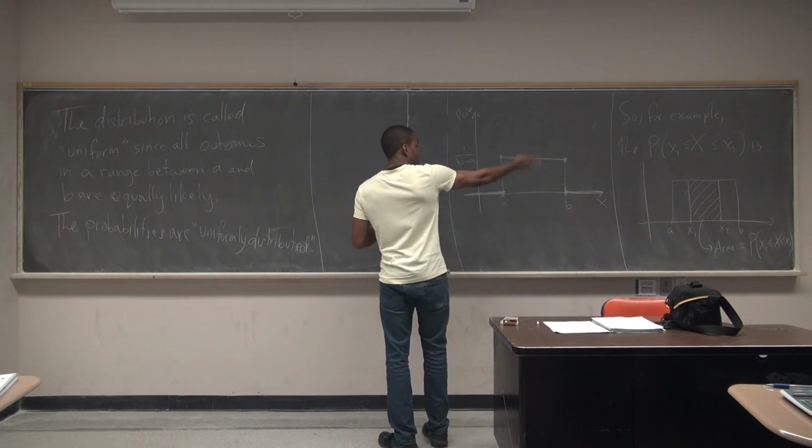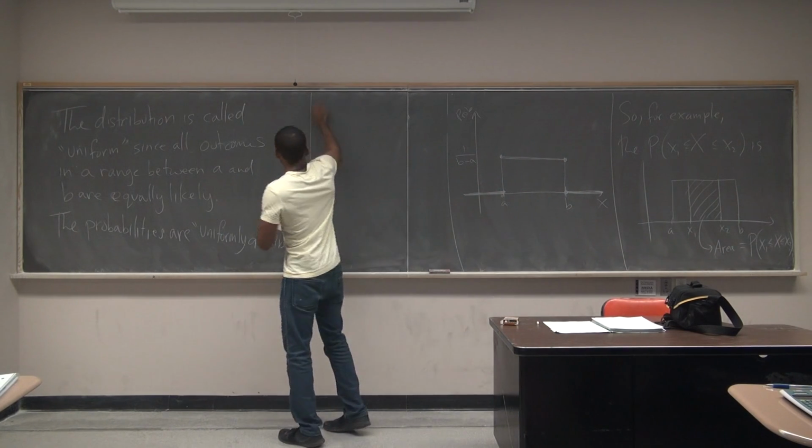Basically what that means is the function looks like this. It's a rectangle. Example.